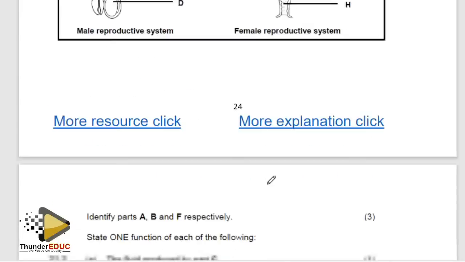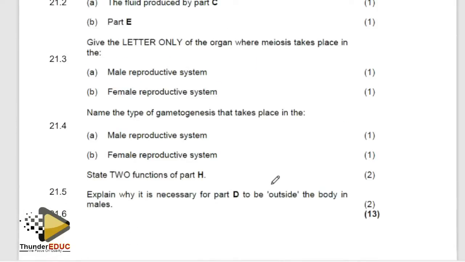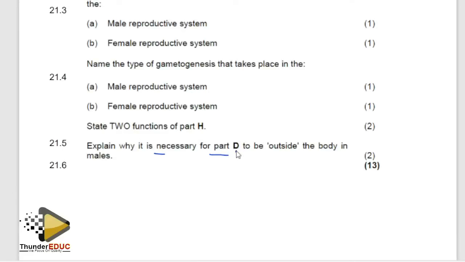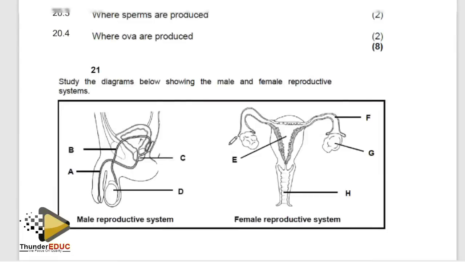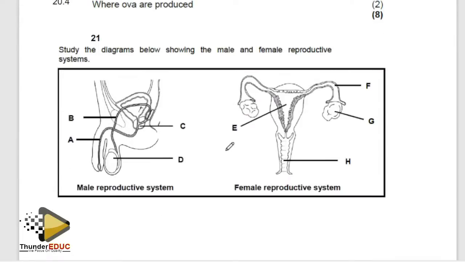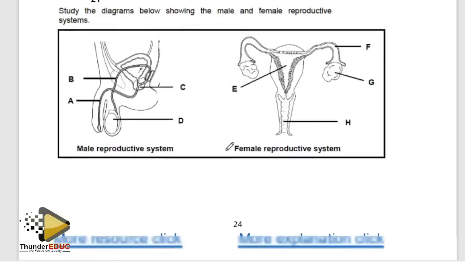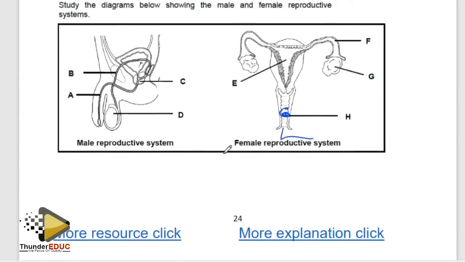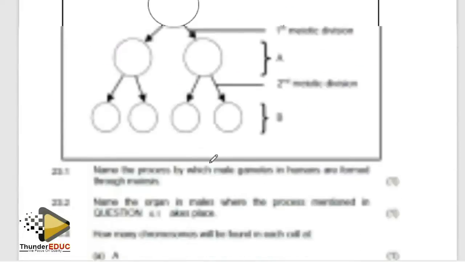Simple things. Yes. So make sure, guys, you know. Explain why it is necessary for D to be outside the body of the male. We explain it. We say that it provides a favorable temperature for sperm production, 2 degrees less than the body temperature. That's it. You see? What is H? Now, this is the vagina. But if it was here, it would have been the vulva. You see? So, guys, you can do it.